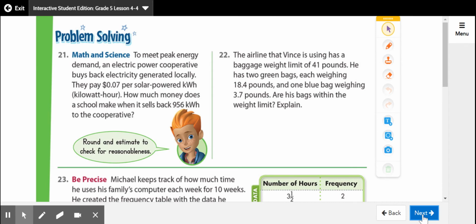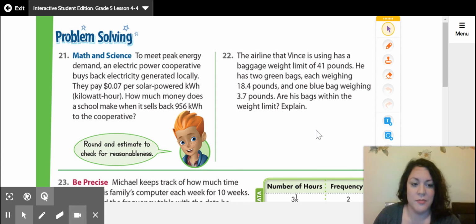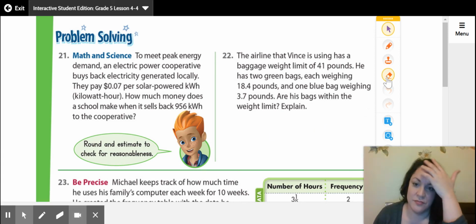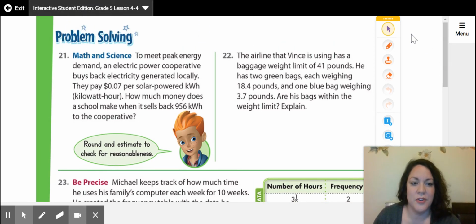Let's take a trip to our last page. Let's talk about problem solving. So he's saying to try number 21. It looks kind of tough, but we're having a good time.